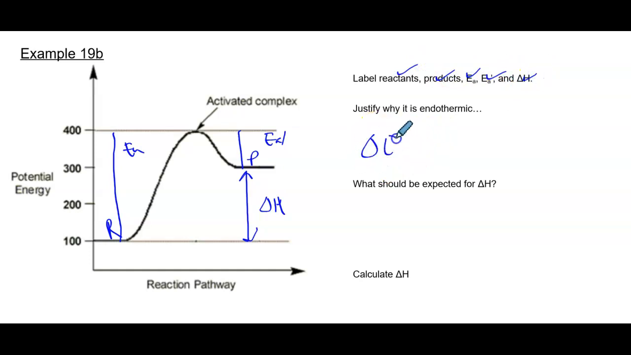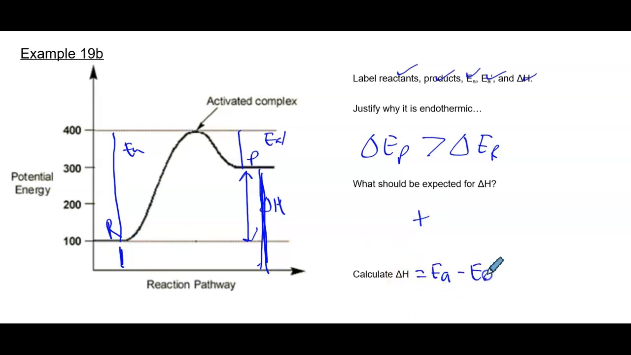Justify why it's endothermic. Remember, that's when we're comparing the change in energy of the products versus the reactants. This is much greater because this space, the space of E sub A prime right here, is much bigger than the space right here. We accept a positive value. We know delta H is E sub A minus E sub A prime.